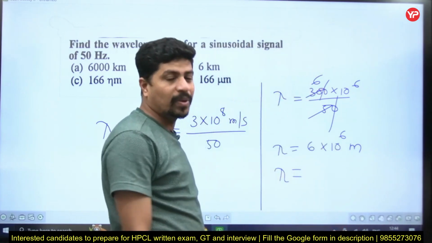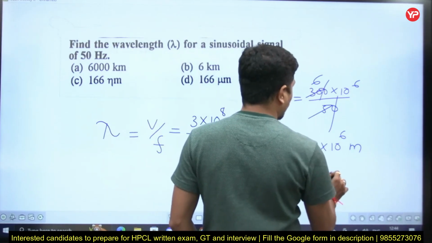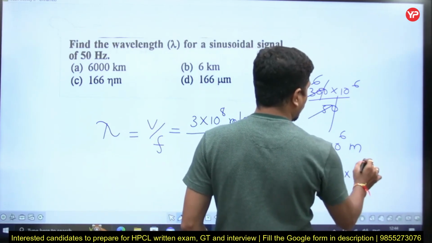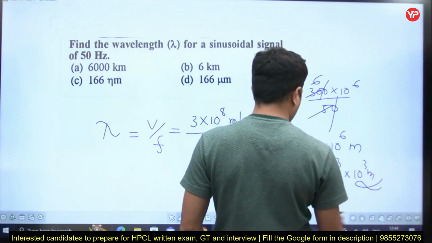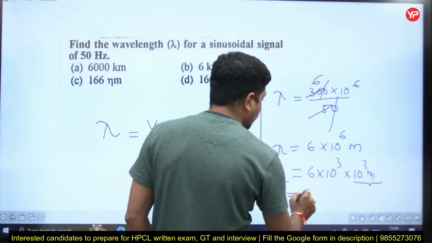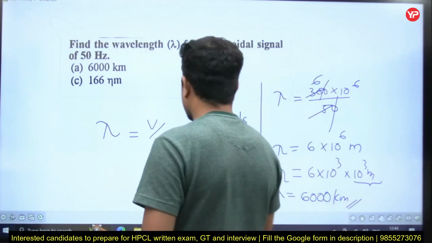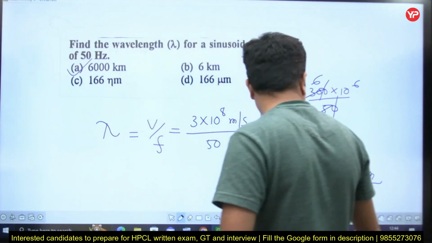1 kilometer is equal to how many meters? 1000. So 6 into 10 cube into 10 cube meters. This 10 cube meter can be taken as 1 kilometer. So lambda is equal to 6000 kilometers. Choice is A.